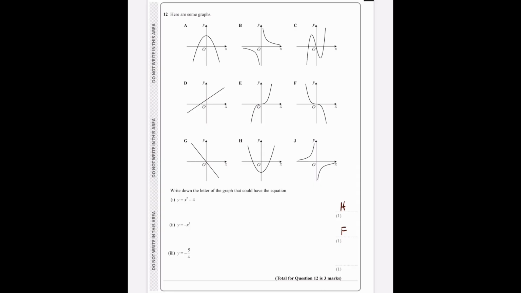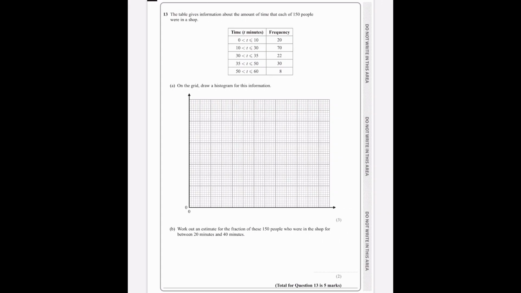Alright, learn your graphs, H, F, J. It's really easy if you know what they look like. Not much more to be said about that. If you don't know them, go away and learn them now.